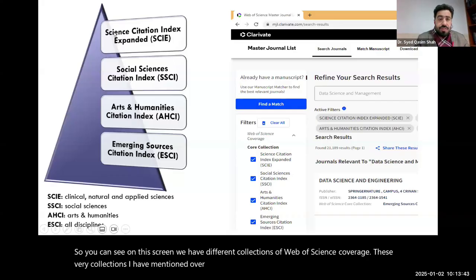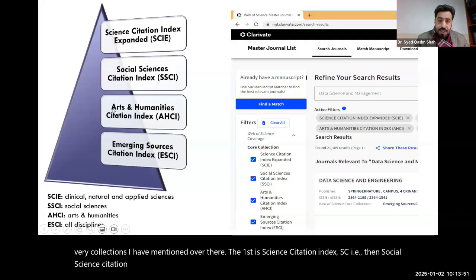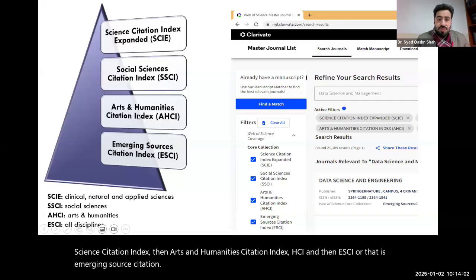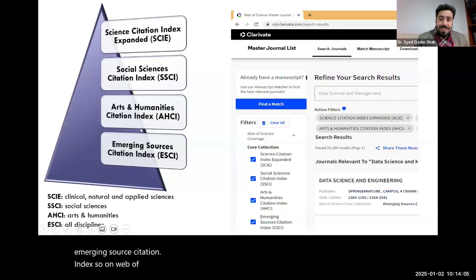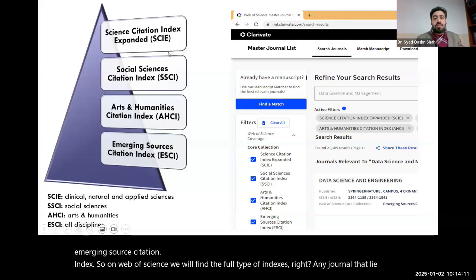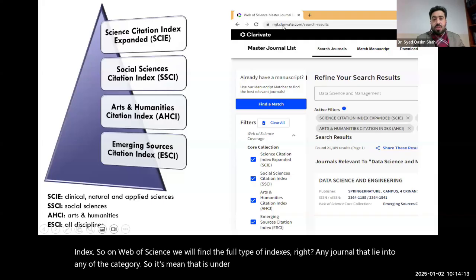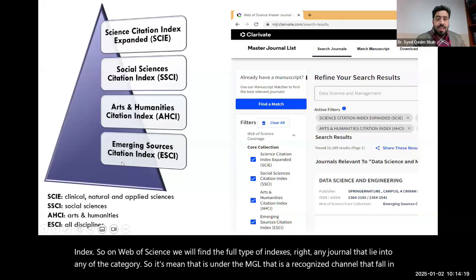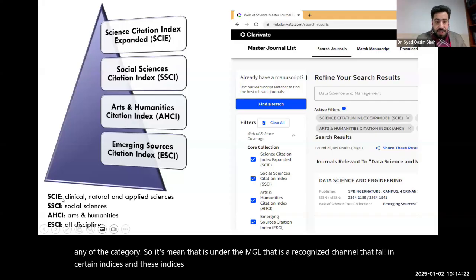These collections I have mentioned over there. The first is the Science Citation Index, SCIE, then the Social Sciences Citation Index, then the Arts and Humanities Citation Index, AHCI, and then ESCI, that is the Emerging Sources Citation Index. So on Web of Science, we will find four types of indexes, right? Any journal that lies in any of these categories is under the MJL, so it is a recognized journal that falls in certain indices.